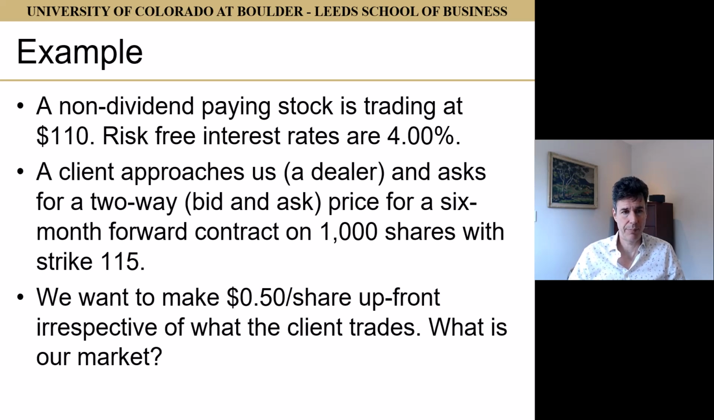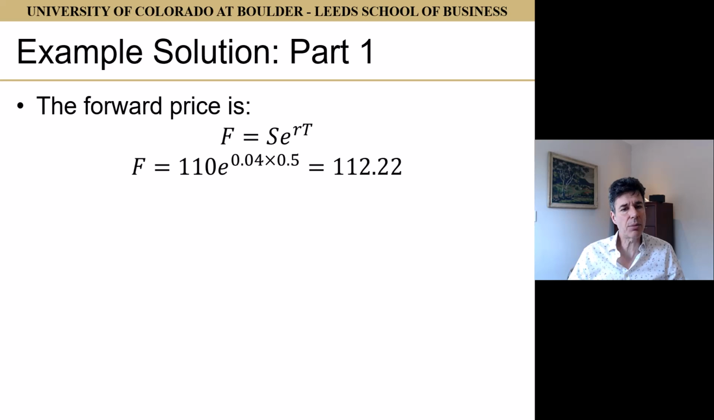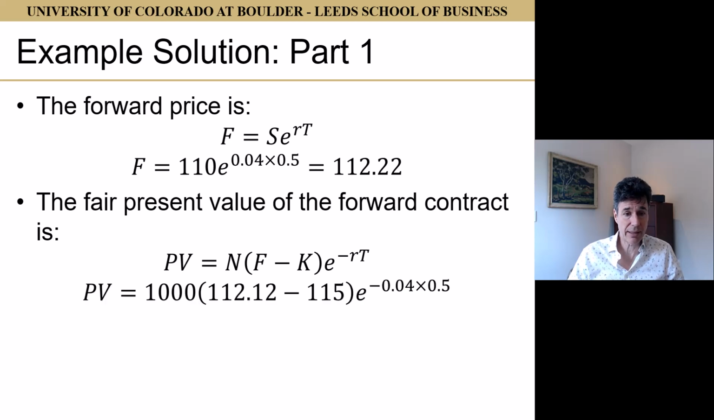What's our market? So first we calculate the forward price, S e to the RT. This is straightforward. So F equals 110, the stock price, e to the risk-free rate times maturity. So that's e to the 0.04 times a half, 112.22. The fair present value of this forward contract, the one the client wants to trade, is N, number of shares, times F minus K, e to the minus RT. Plug in our numbers, 1,000 times 112.22, sorry, there's a typo there, minus 115, e to the minus 0.04 times 0.5. Negative $2,722.85.